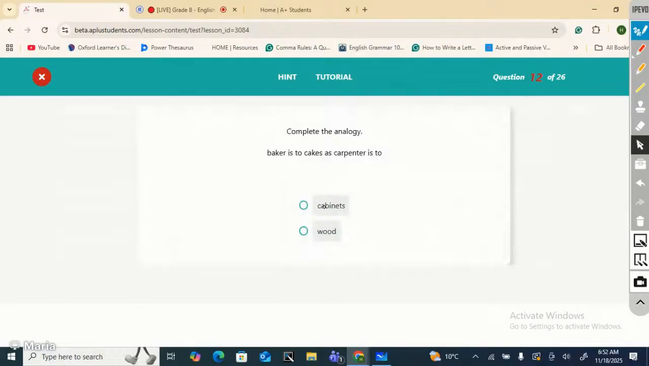Baker is to cakes. Worker and its product. If baker is the worker, what is its product? Cakes. And if carpenter is the worker, what is its product? Cabinets or wood? What does a carpenter make? Cabinets or wood?